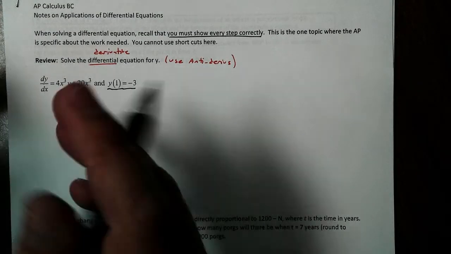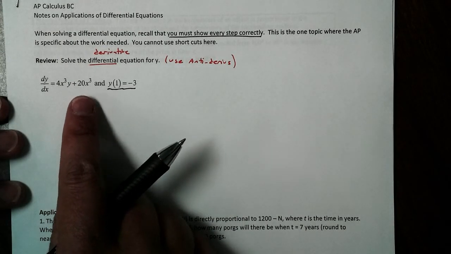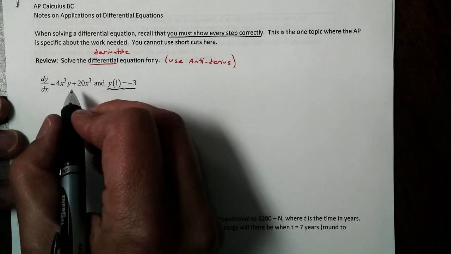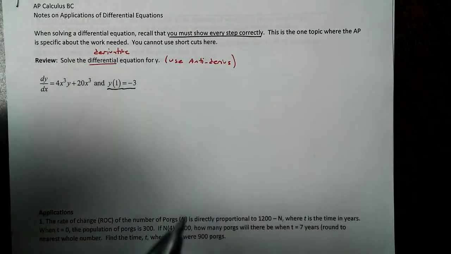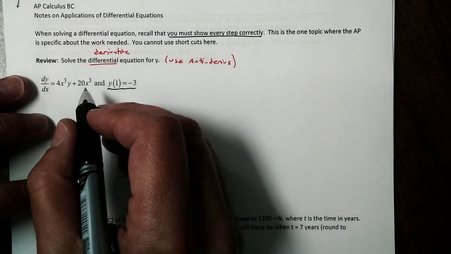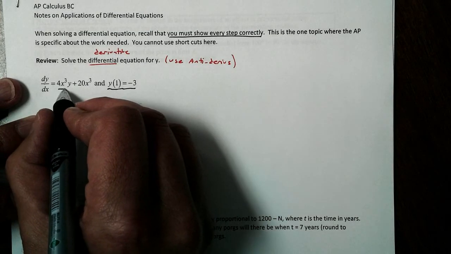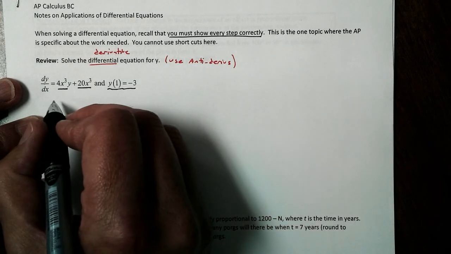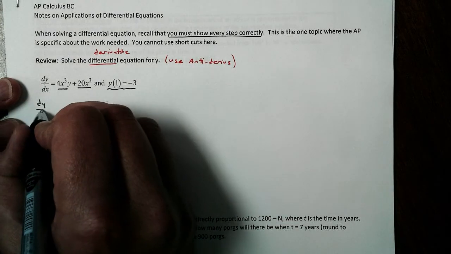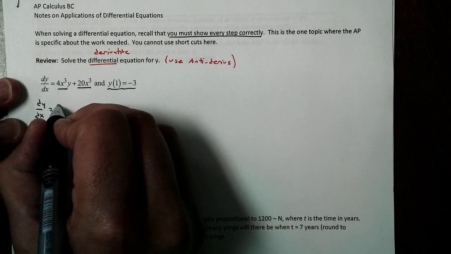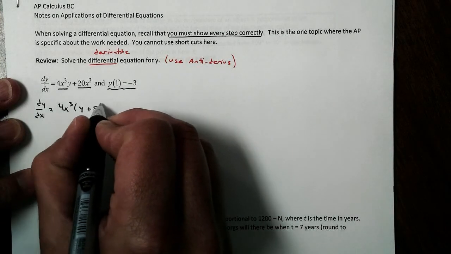To solve this, the first thing we have to do is separate our variables. But this one is a little bit different because this is not a multiplication that we can easily bring over, or an addition. So to solve this one, we have to factor. In both terms, we can factor out a 4 and x cubed. So I can rewrite my derivative, dy/dx, as 4x cubed times y plus 5.